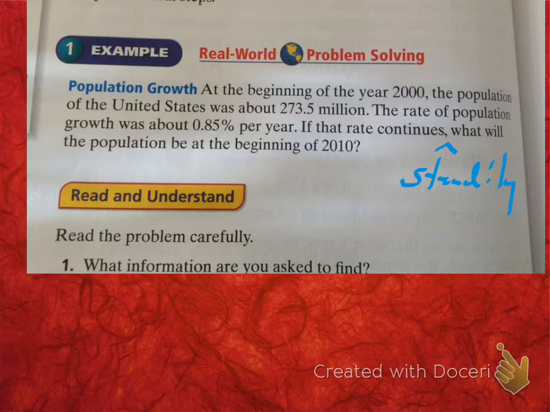Now this book was written a little while ago, between 2000 and 2010, so we can actually do this problem and go back and check census data for 2010, and see how accurate this prediction was and see if that 0.85% rate of increase did carry on.